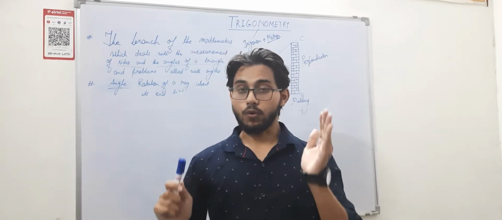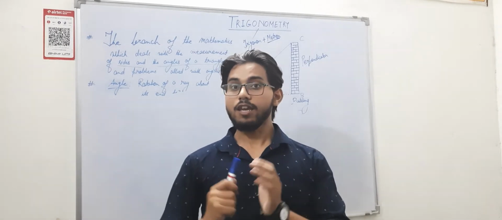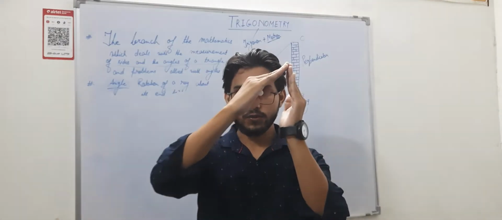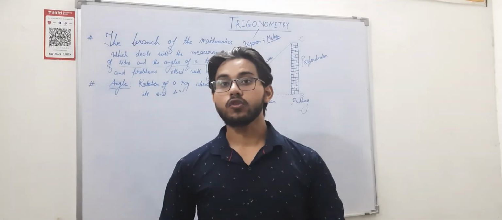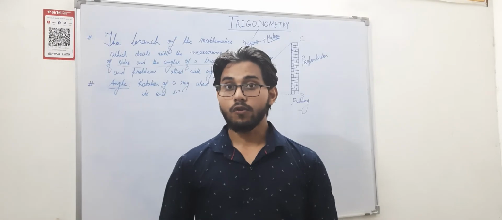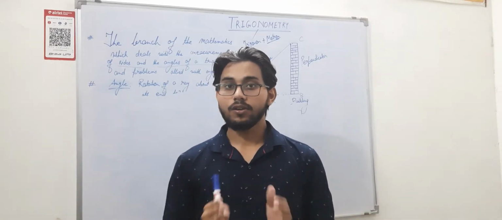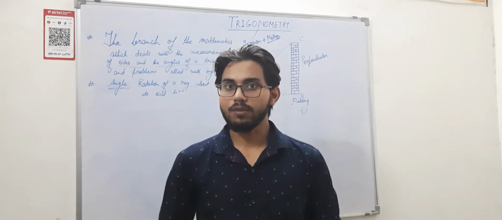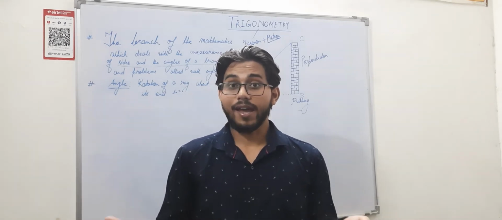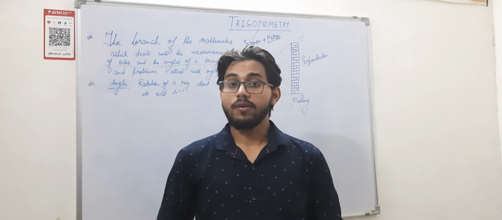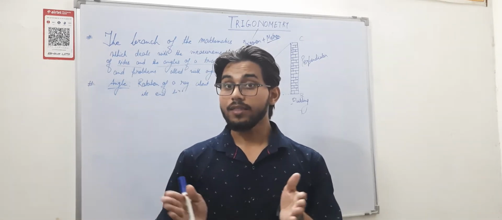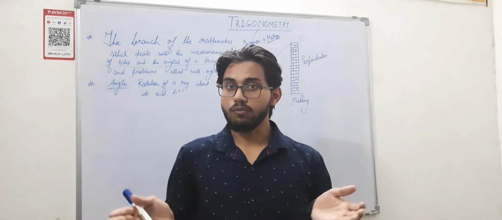Now the question is, if you are putting the ladder in this manner, what should be the length of the ladder? This question can be answered from the branch of mathematics that deals with the angles and the measurements of the angles and the sides of the triangle. That branch is known as trigonometry.